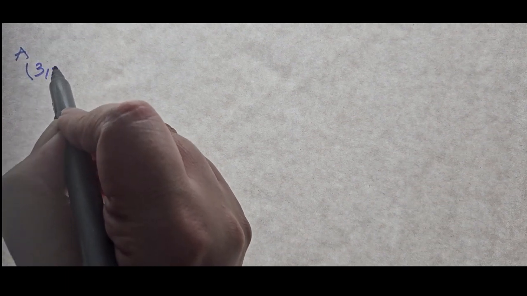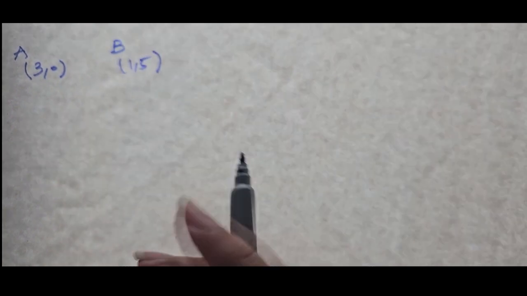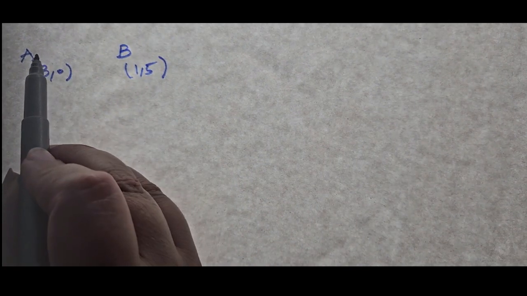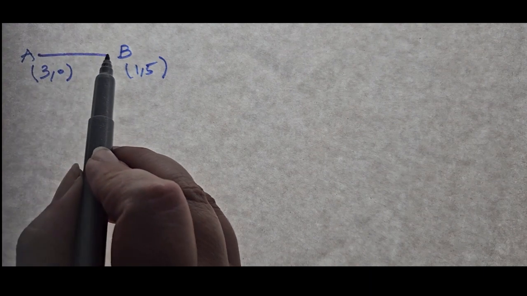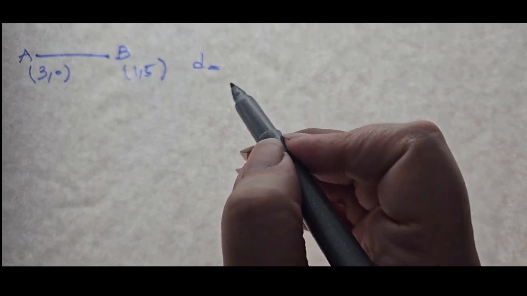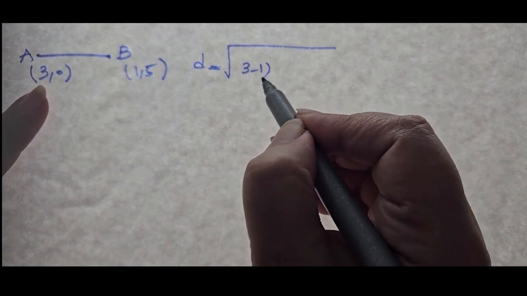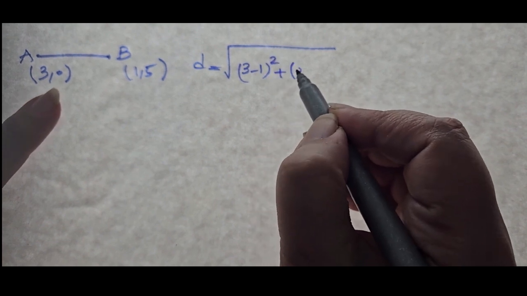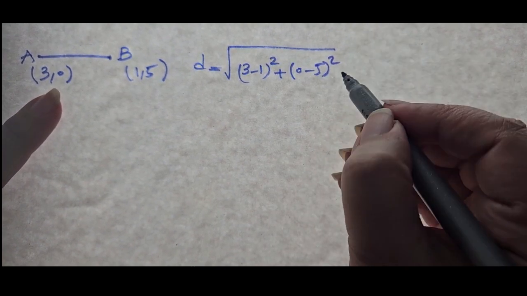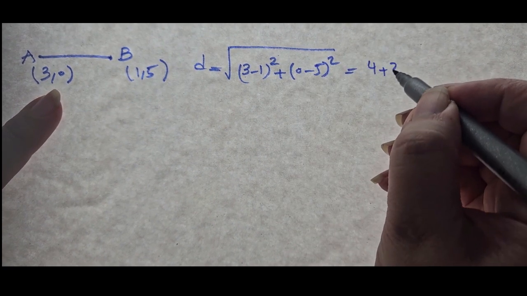Now here we will do another type of question. As you can see, again, we have 2 points, point A and point B. From these 2 points passes a line. Point A is (3, 0), and point B is (1, 5). So you're asked, first of all, to find the distance between these two. So you use the formula: the difference of x's to the power 2 plus the difference of y's to the power 2.